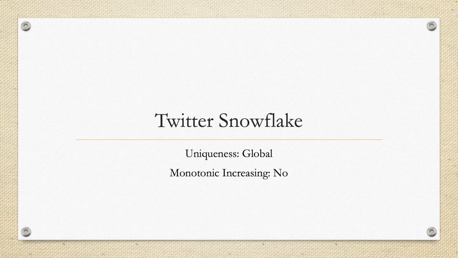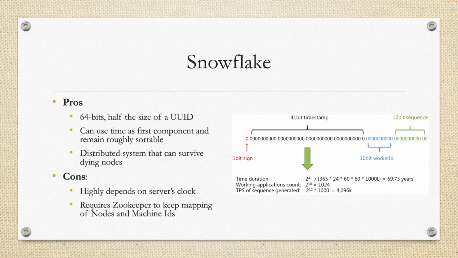The next solution, introduced by Twitter, is Snowflake. It provides a globally unique ID, but it is not strictly sortable. It has 64 bits in total, and we can see on the right side of the picture, it includes a 1-bit sign, 41-bit timestamp, 10-bit worker ID, and 12-bit sequence. Since the timestamp is at the higher end of these bits, it kind of makes those IDs sortable.